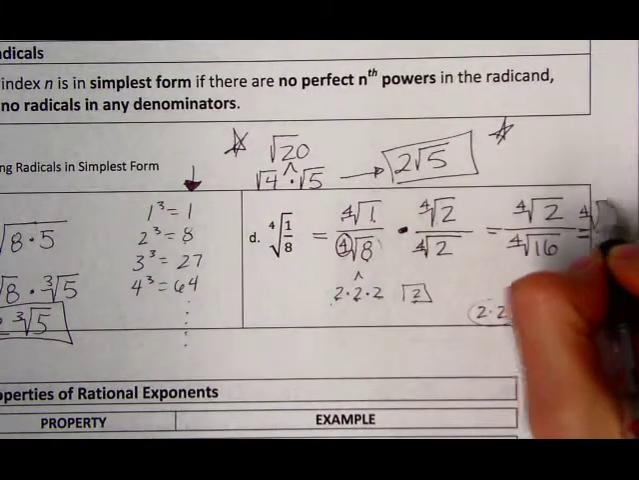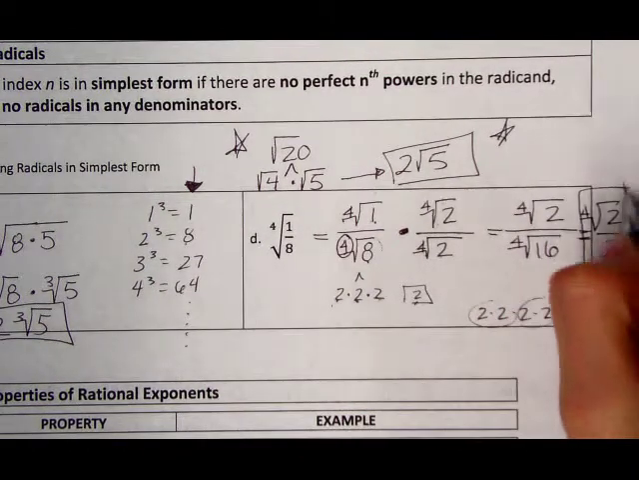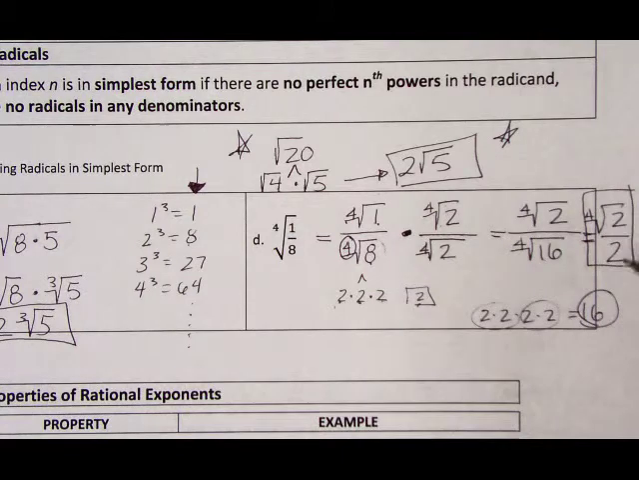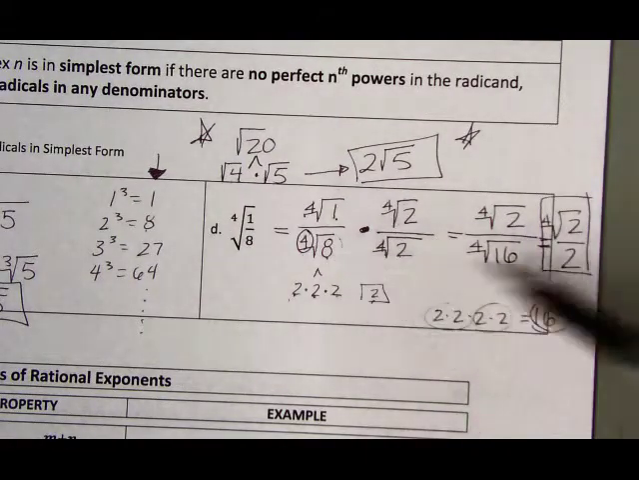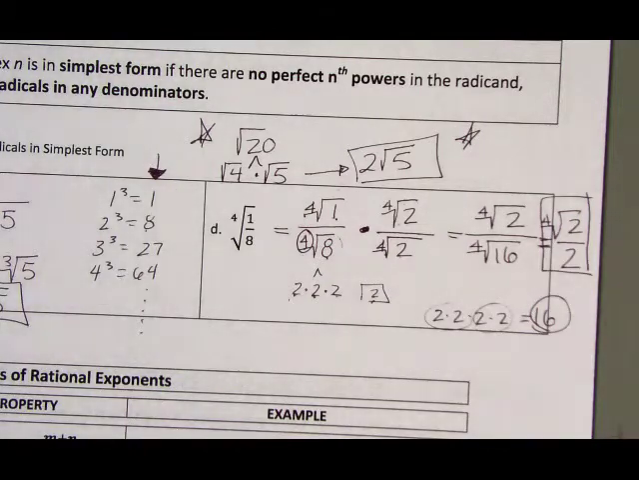We still have the 4th root of 2 up top, so our final answer is the 4th root of 2 divided by 2. Because now, in this case, we don't have a radical in our denominator anymore, which is what we wanted.